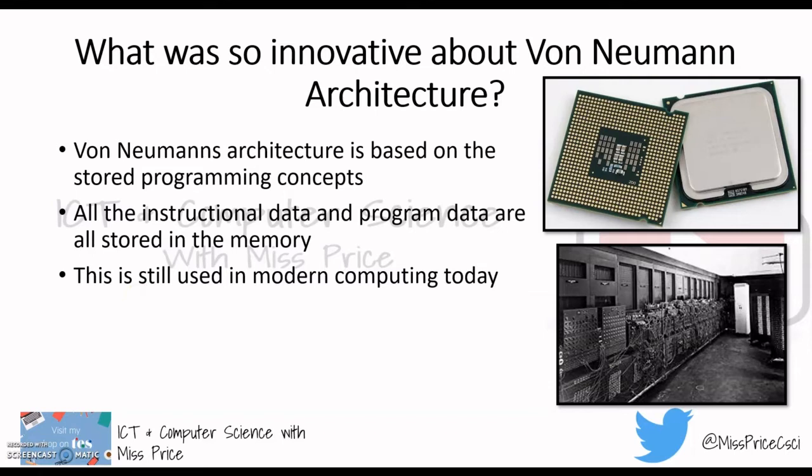So basically, how on earth is this old theory that was published so innovative back in the day, and why is it so relevant to today? Well, von Neumann's architecture is based on programming concepts being stored in a memory. Now, previously, computers were very mechanical. They didn't have memory, so you would turn them on, they would do something, and then you would turn them off again. Well, in modern computing, we don't do that.